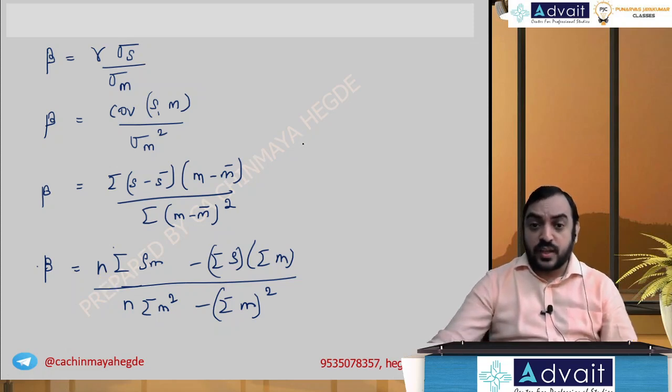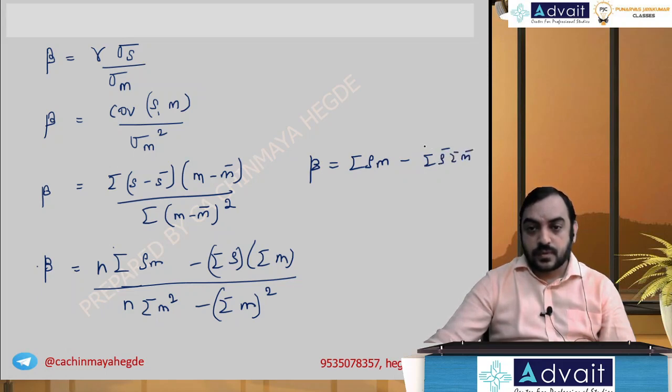We have one more formula that we can also use: equals summation sm minus n into summation s bar into summation m bar, the whole divided by summation m square minus n into summation m bar whole square.